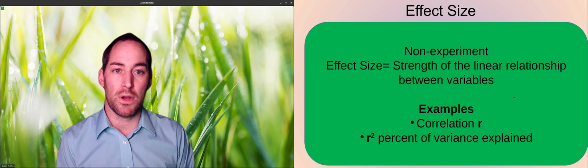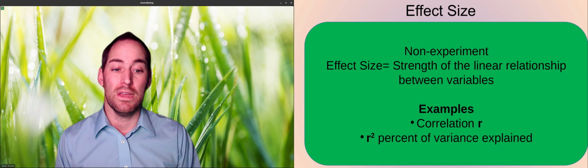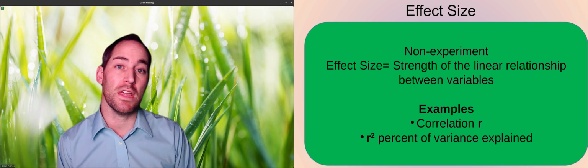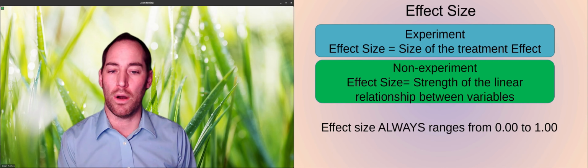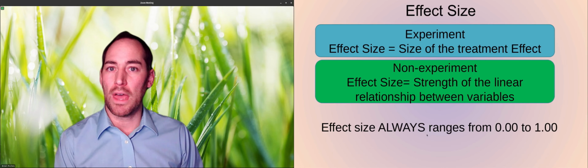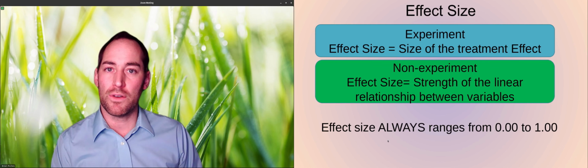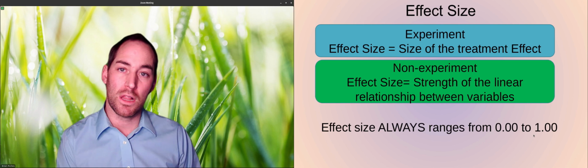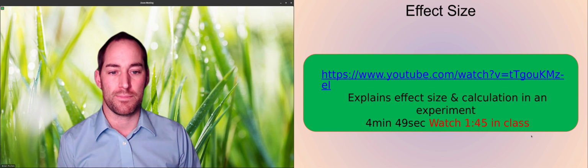For a non-experiment, the examples that we have are correlation, so the R. And then for multiple correlation, we have the R squared, the percent of the variance explained. So you've already heard about R. You know that for a correlation, it goes from -1 to +1. Any other effect size, like Cohen's d, goes from 0 to +1. And the closer it is to 1.00, the stronger that effect.